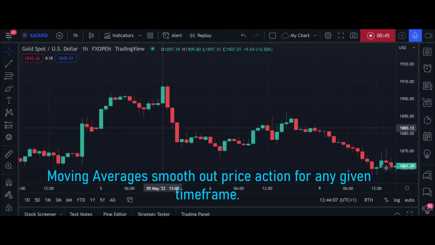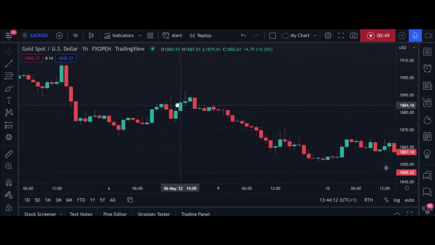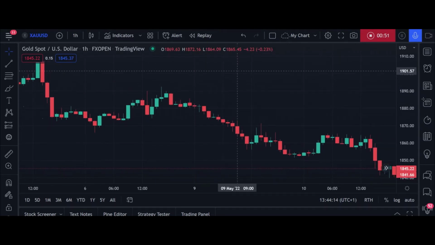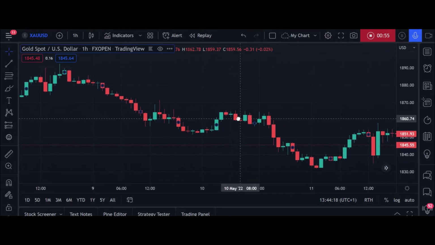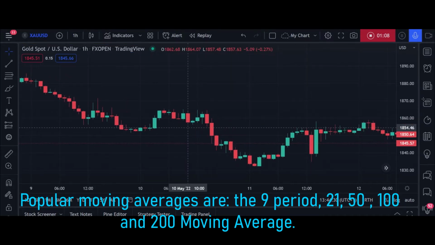When you open any chart you will see a random pattern of candlesticks or bars. It is not so easy to spot the market direction. Is the market in an uptrend, downtrend, or ranging? By using a moving average you can quickly see the market direction and present state of the market. Moving averages will also help you to enter and close trades. Popular moving averages are the 9-period, 21, 50, 100 and 200 moving average.